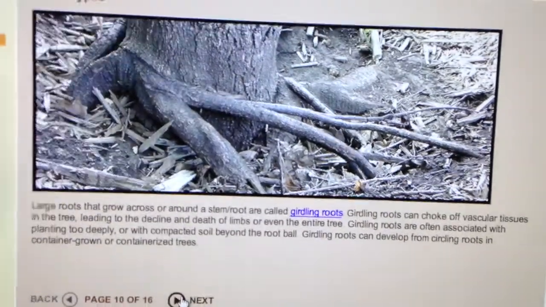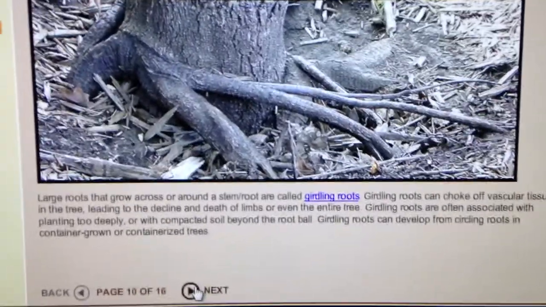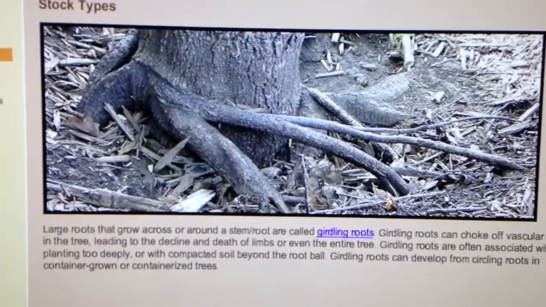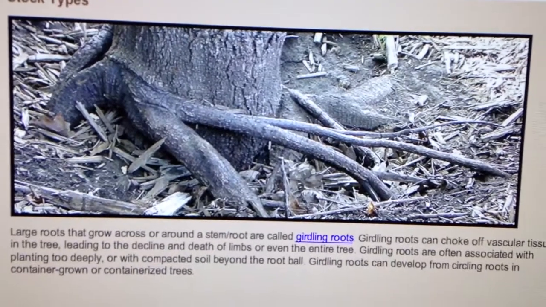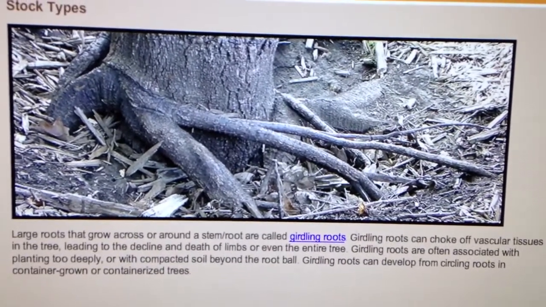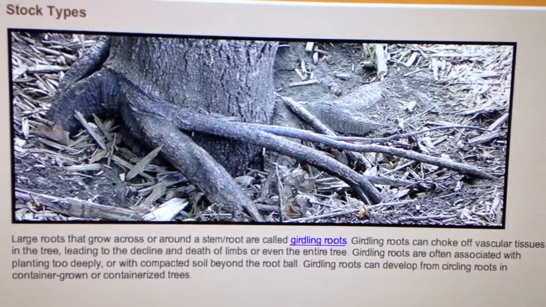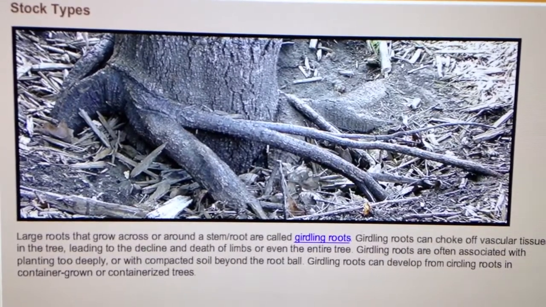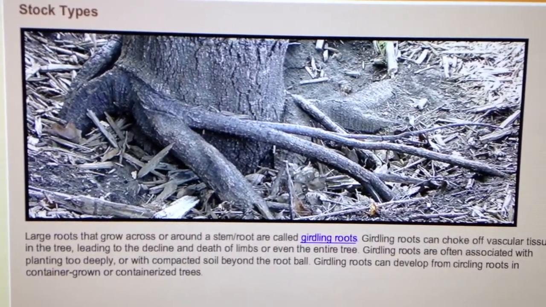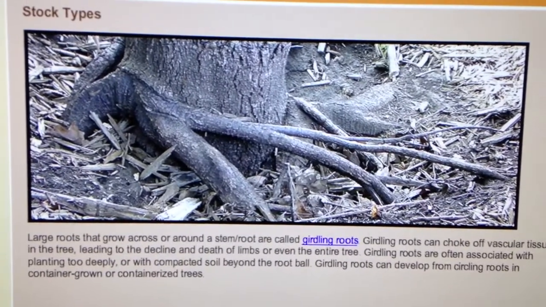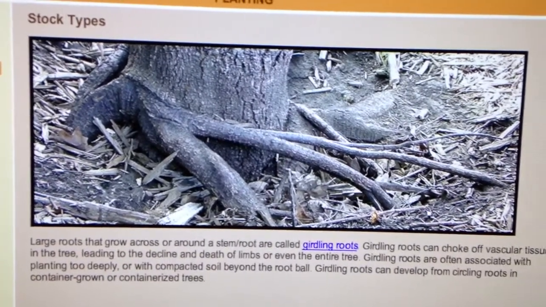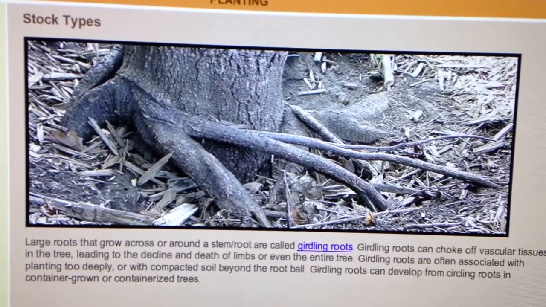Large roots that grow across or around a stem root are called girdling roots. Girdling roots can choke off vascular tissues in the tree, leading to the decline and death of limbs or even the entire tree. Girdling roots are often associated with planting too deeply or with compacted soil beyond the root ball. Girdling roots can develop from circling roots in container-grown or containerized trees.